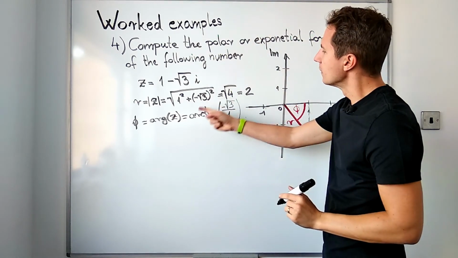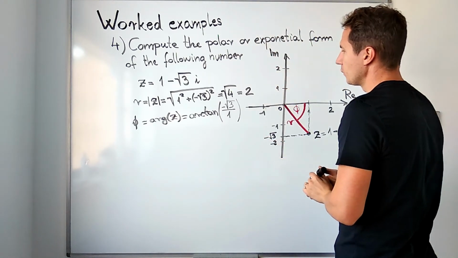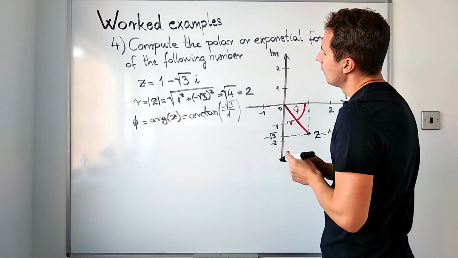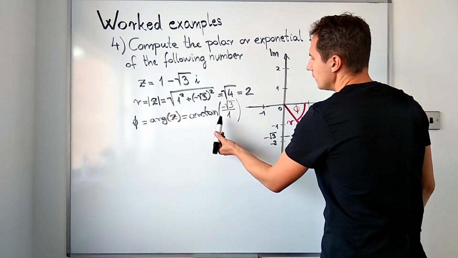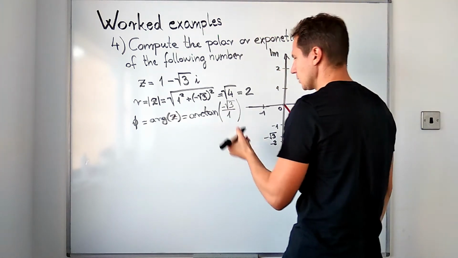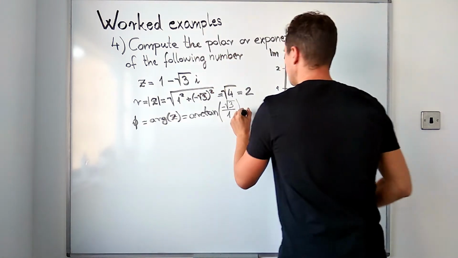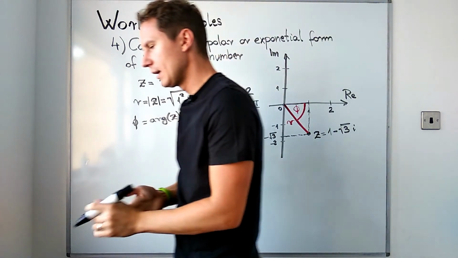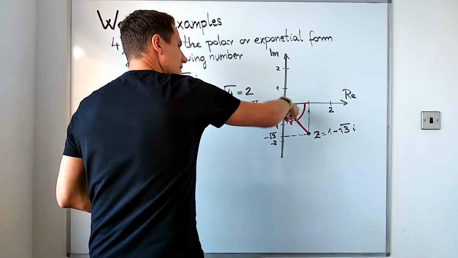If you put this into your calculator, or if you remember the special values for the trigonometric functions, you should get and remember that you get this value for negative 60 degrees, negative pi over 3 radians. So in fact, that is what you should get, so that's minus pi over 3 radians. Okay, negative 60 degrees is this angle.